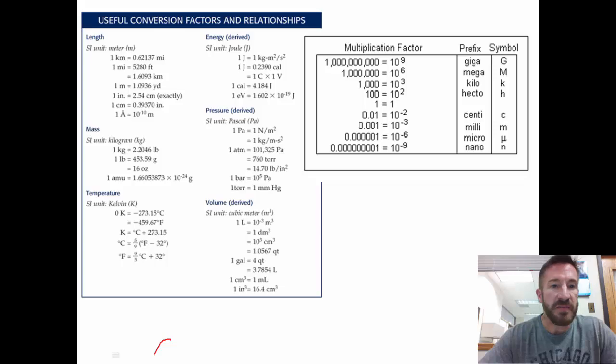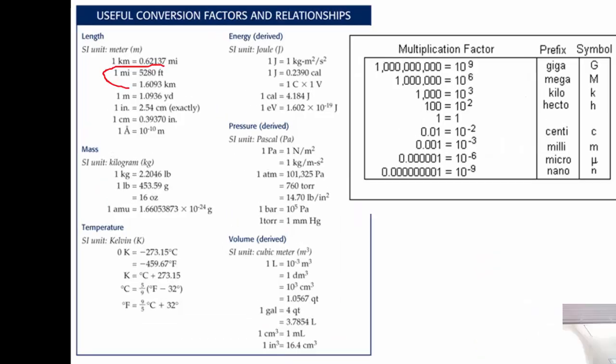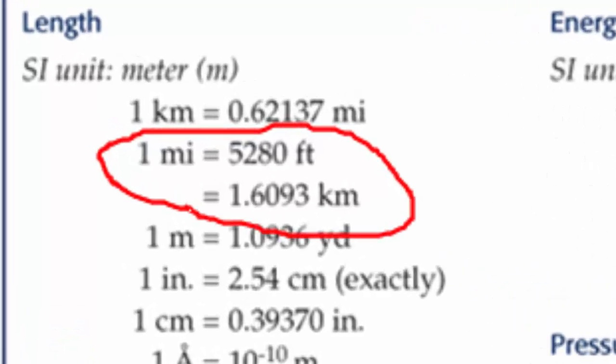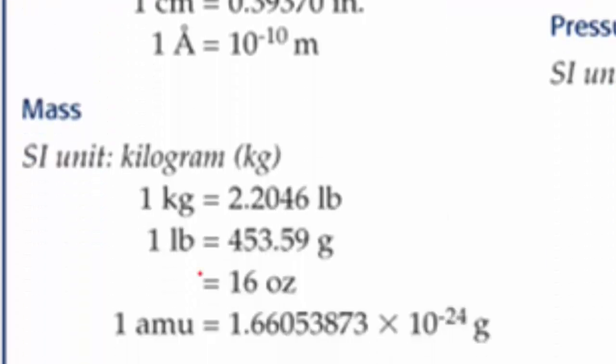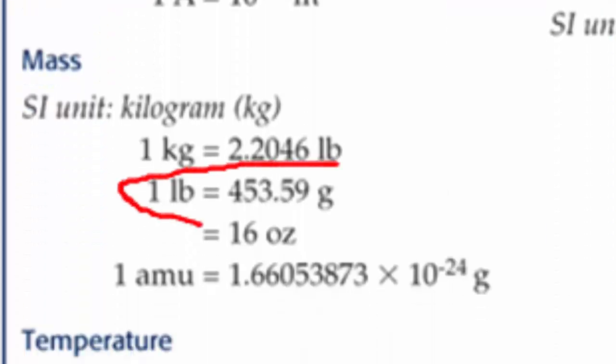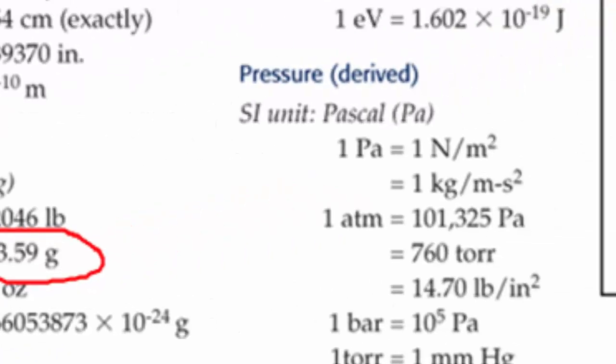One of those that's important, and we'll see this in a problem today, is the relationship between miles and kilometers. For example, 1 mile is 1.6093 kilometers. Another one is the relationship between pounds and grams. 1 pound is equal to 453.59 grams. So those are two examples of conversions between the English and the metric system.